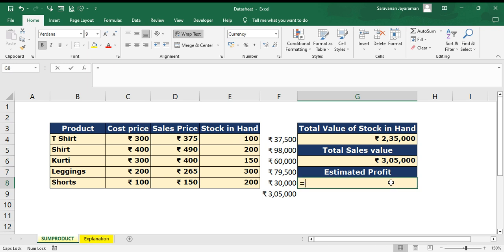Now the estimated profit is nothing but sales minus cost price. So we would be earning 70,000. So SUMPRODUCT simplifies the steps.